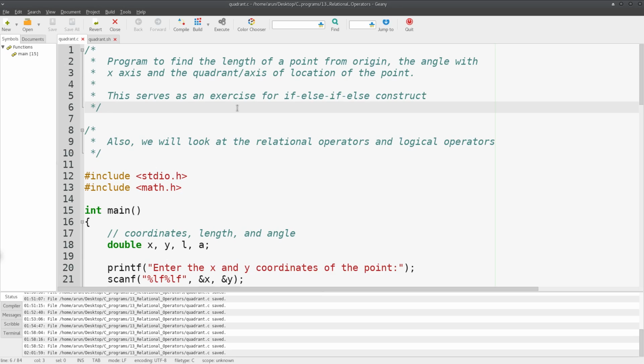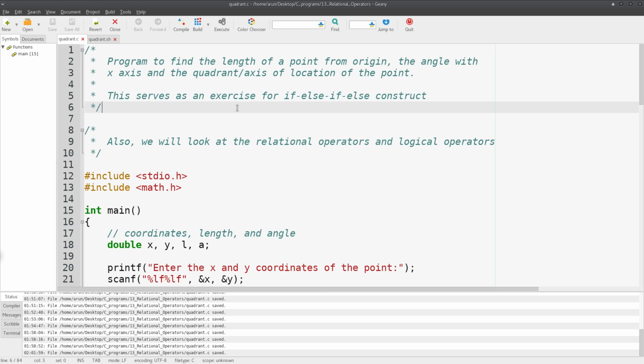This series is tutorials on C programming, and in this tutorial we'll be writing a simple program to calculate the distance between a point and the origin. Also, we'll be calculating the angle made by the line joining the origin and the given point about the x-axis, and the quadrant or the axis on which the point is actually located.